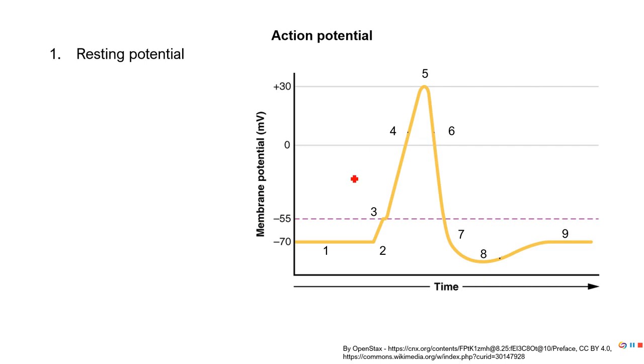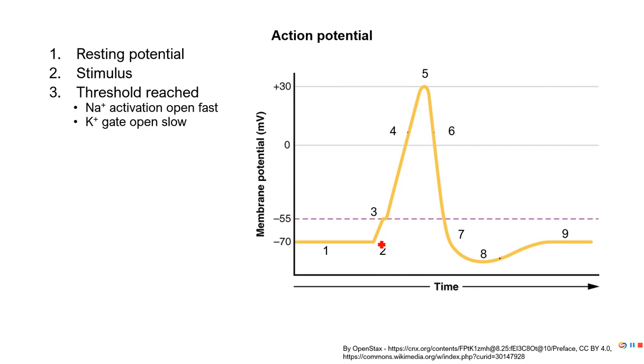So we start off here at resting potential. A stimulus happens that allows membrane potential to go from -70 to at least -55. So we hit threshold. This opens up some gates. We have the sodium activation gates that open quickly. Remember, the sodium inactivation gates are already open. And then the potassium gates open slowly. As a result, we have depolarization due to a lot more sodium influx than potassium efflux.